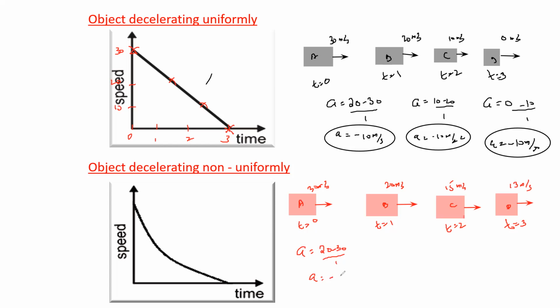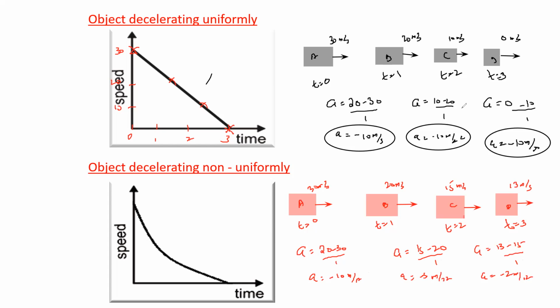So deceleration is minus 10 meters per second squared. When we calculate deceleration from B to C, it is 15 minus 20 divided by 1. So deceleration is minus 5 meters per second squared. And when we calculate from C to D, it is 13 minus 15 divided by 1. So deceleration is minus 2 meters per second squared.